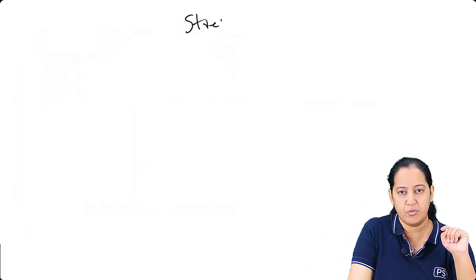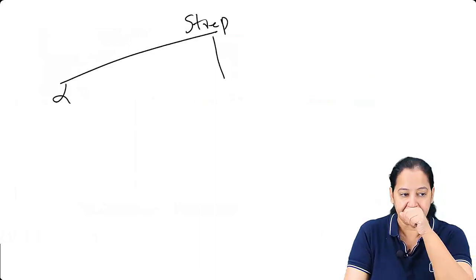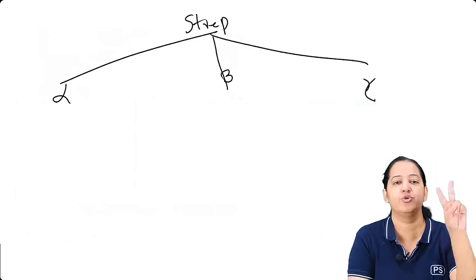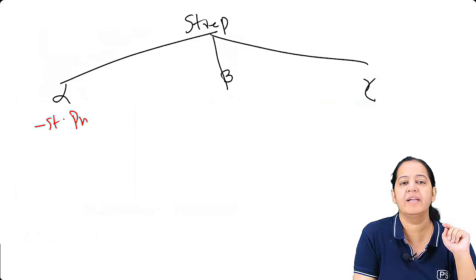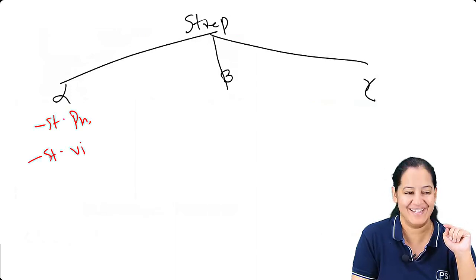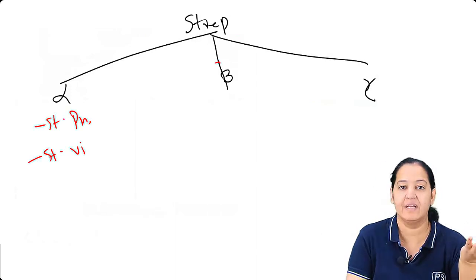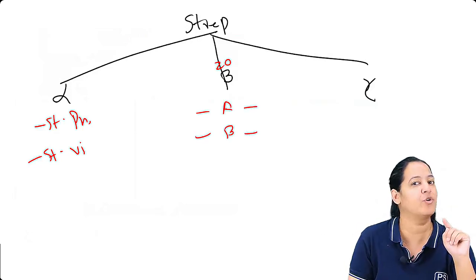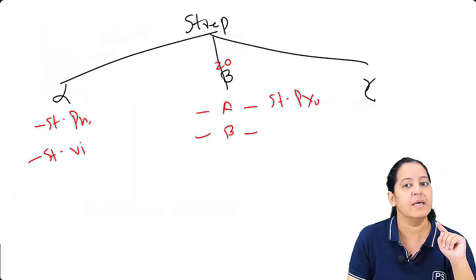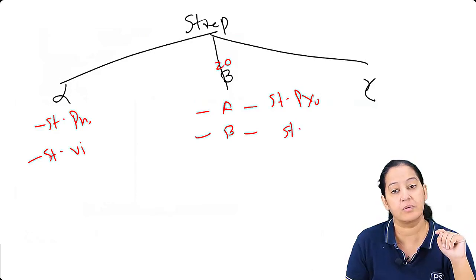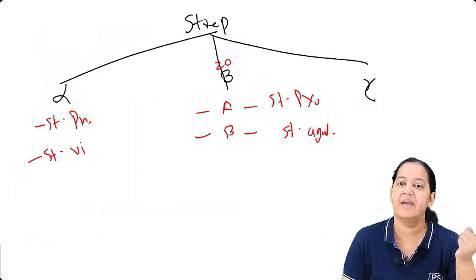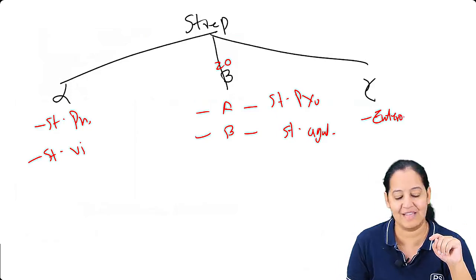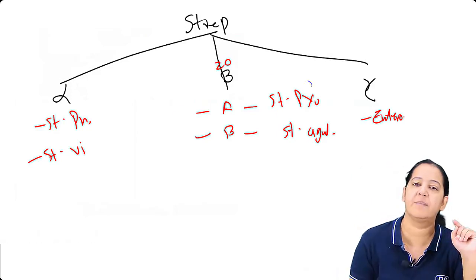In the streptococcus, I will teach you alpha, beta and gamma. In the alpha, I teach you 2: Streptococcus pneumoniae, Streptococcus viridans. Beta, there are 20, but I will teach you only 2. Group A, Group B. The name of group A is Streptococcus pyogenes. Here it is Streptococcus agalactiae. And here it is Enterococcus. You don't have to learn all the names, you just have to learn the names of 2 only.